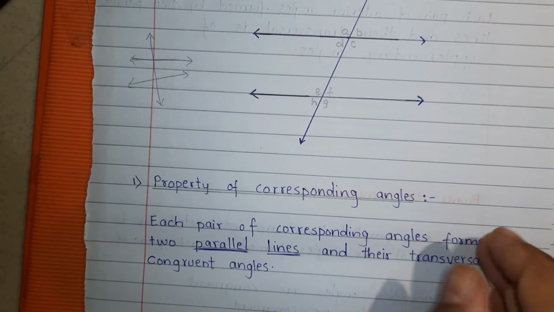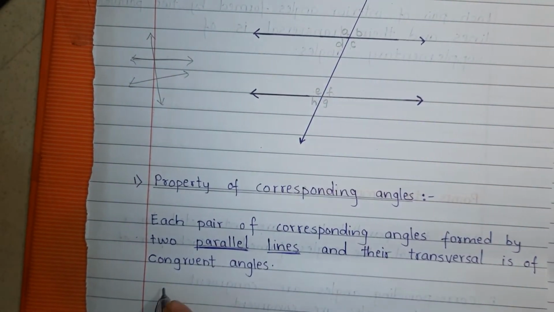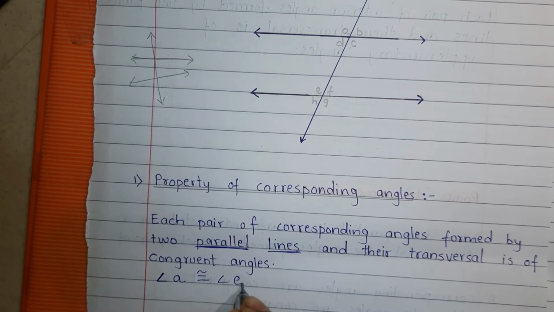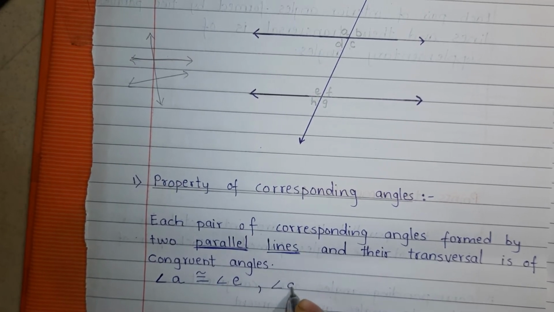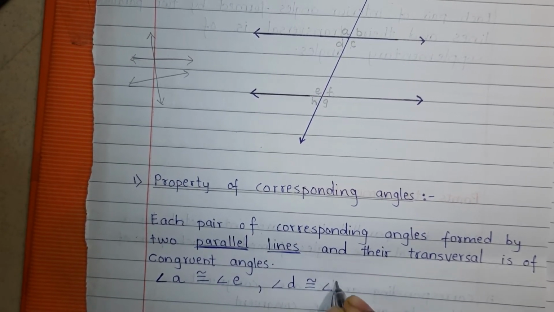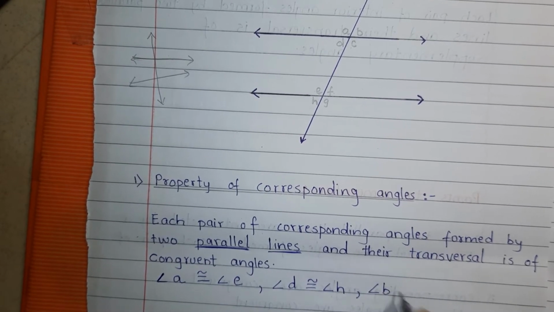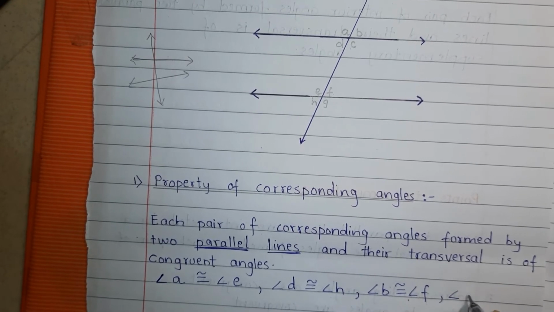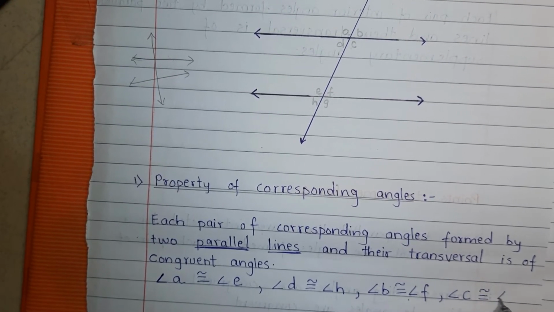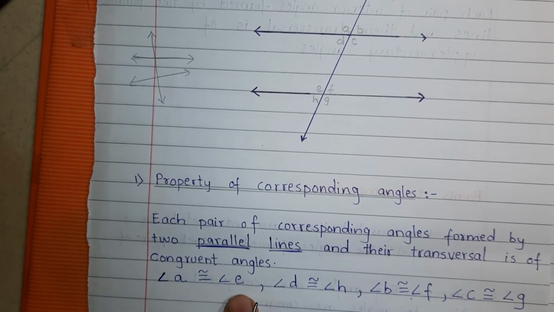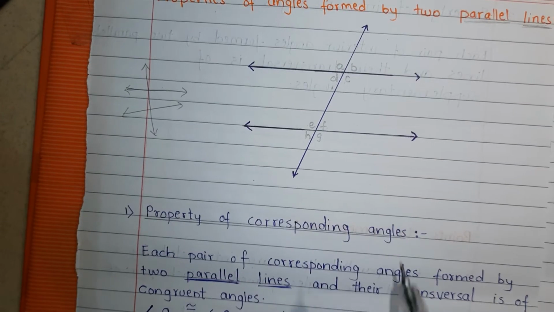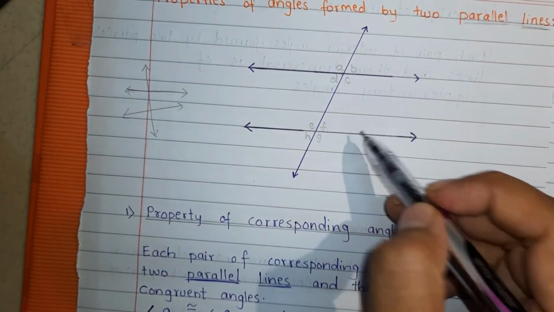So, by looking at this diagram, what can we say? Angle A is congruent to angle E. Then angle D is congruent to angle H. Angle B is congruent to angle F and angle C is congruent to angle G. These are the corresponding pairs of angles and they are congruent to each other because of the parallel lines.